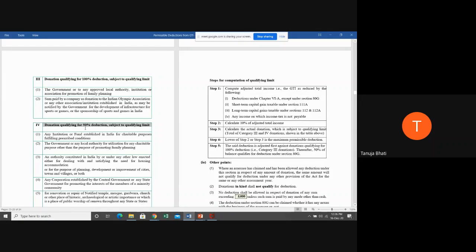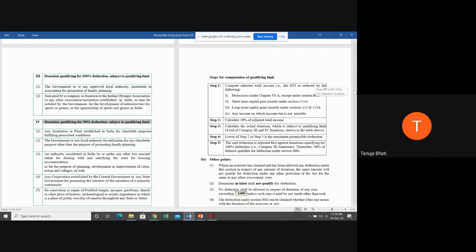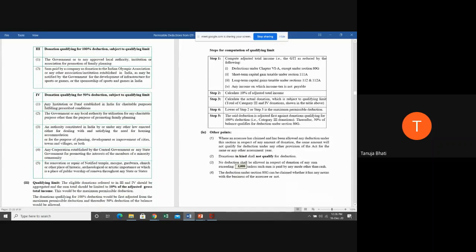Fourth one is donation qualifying for 50% deduction subject to qualifying limit. Again, you have to see the maximum limit here. And if he's contributing to these 5 funds, the first fund is for charitable purpose. Second is for any charitable purpose other than the purpose of promoting family planning.